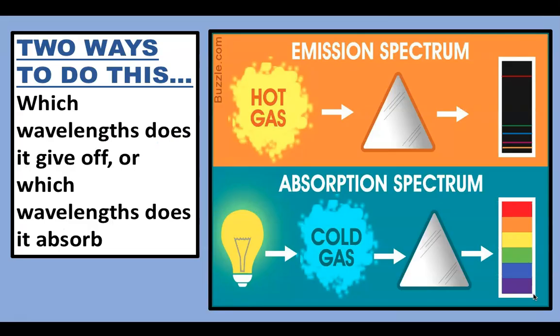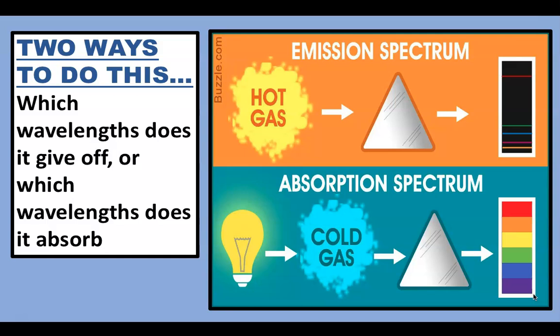So we've got a couple of ways we can look at this. You take something very, very hot and you throw it through a prism, so the light is separated and you get your colors. Or you can do it from a cold perspective, where things can be absorbed, and you actually get a different type of spectrum displayed.